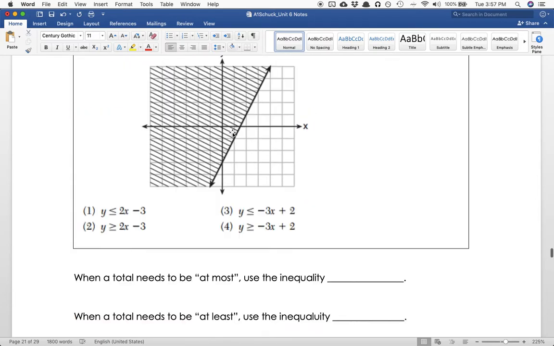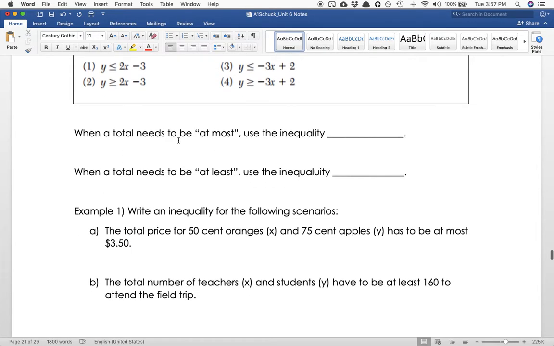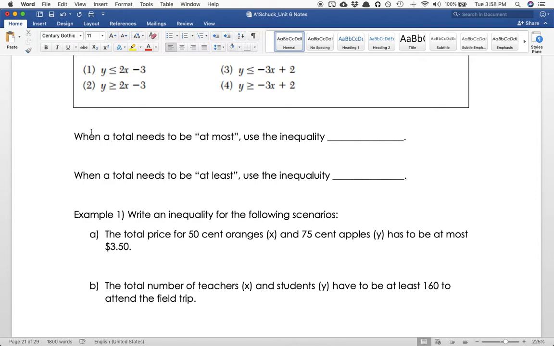For the sake of time, I'm going to skip this do now, just because the last video took a long time. I just want to make sure, don't forget, when a total needs to be at most, this at most means that's the most amount I can make, and I want to go from the most down lower. So the inequality symbol that we would use would be the less than or equal to sign, and I'll draw that a little bit nicer, right? Less than or equal to sign would actually be this, right? That is at most.